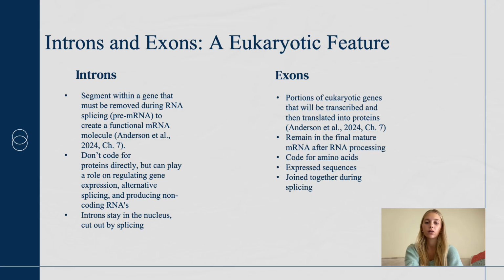Exons, on the other hand, are the portions of eukaryotic genes that remain in the final mature mRNA. Unlike introns, exons do code for amino acids, and they are sequences that are actually expressed. During splicing, the exons are joined together, forming the coding sequence that will be translated into a protein. To sum it up, introns are non-coding sequences that are removed, while exons are coding sequences that stay and ultimately determine the product of the protein.